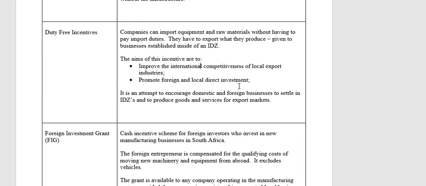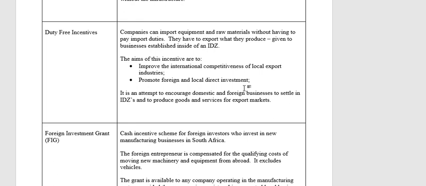All right, and then second aim is to promote foreign and local direct investment. Remember, we said that when a business is established in an IDZ, the money for the establishment of the business doesn't come from the government. The private sector has to come up with the money. So the entrepreneur that wants to start a business, he has to invest in that business, whether he's a local businessman, whether it's a foreign businessman. The idea is to attract investments into the IDZ.